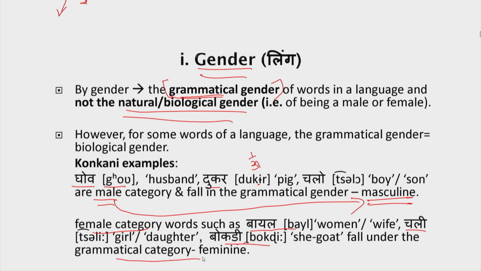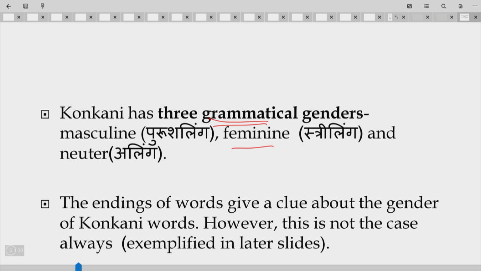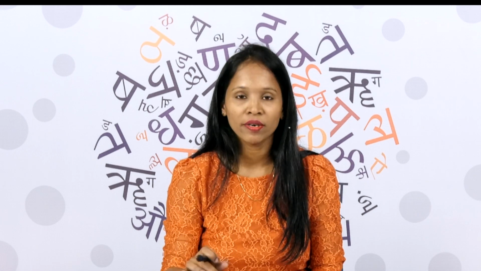These belong to the biological gender of being a female, and also in the language they belong to the feminine category. Konkani has 3 grammatical genders: masculine called as purushling, feminine called as striling, and the neuter gender called the aling. So how to identify words belonging to these categories is to look at their endings or their phonetic form. I will talk about this in detail in the next lecture.